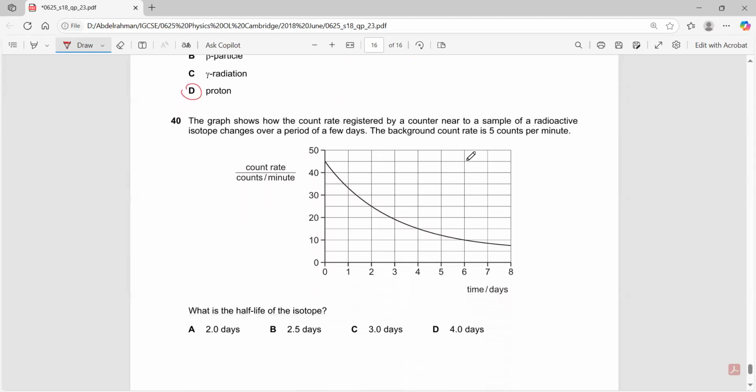A graph shows how the decay rate is registered. Okay, you have a background rate of 5 counts per minute. Can I find the half-life? Yes, if you have the half-life, minus, divide, plus. You start off with 45, so 45 minus 5 is 40. 40 divided by 2 is 20. 20 plus 5, 25. So from the 25 point, draw a line, giving you a half-life of 2 days.